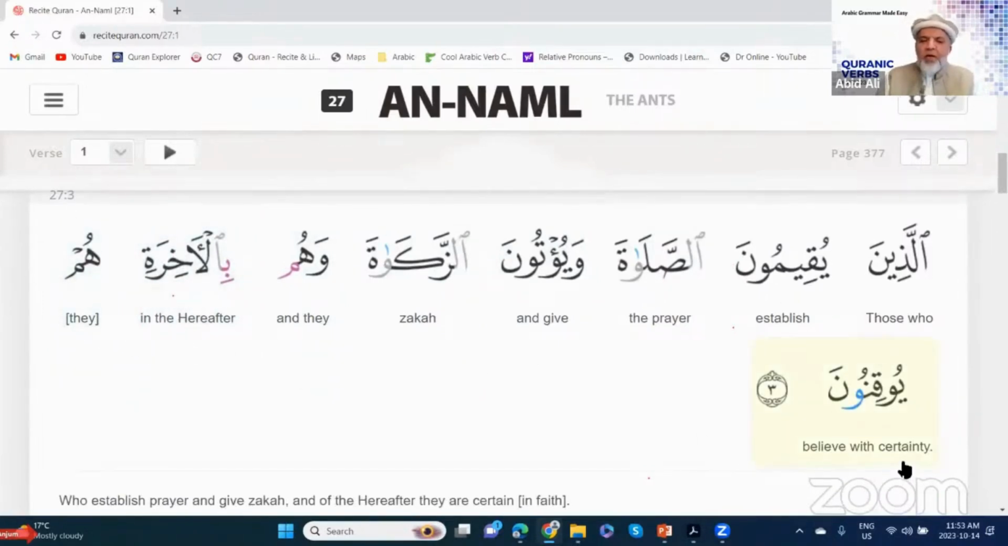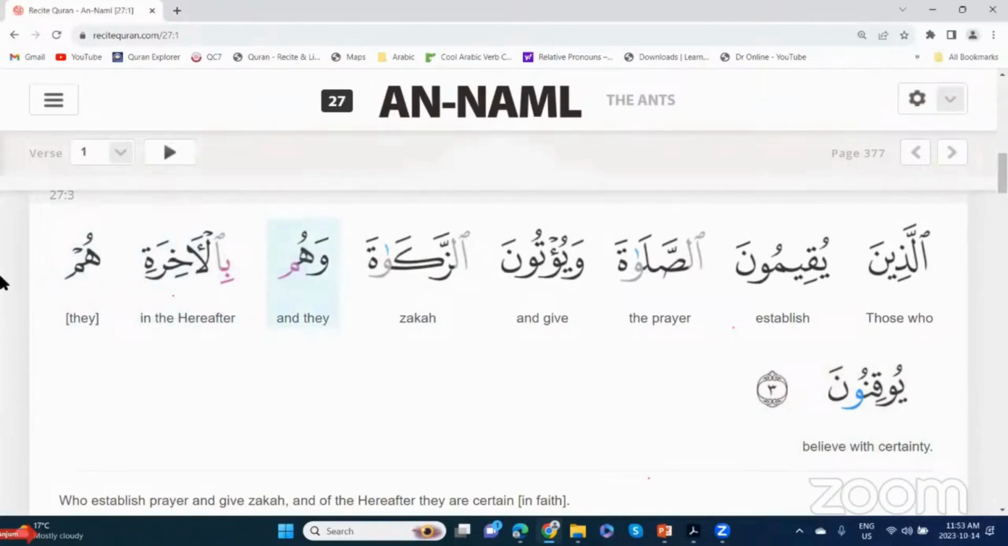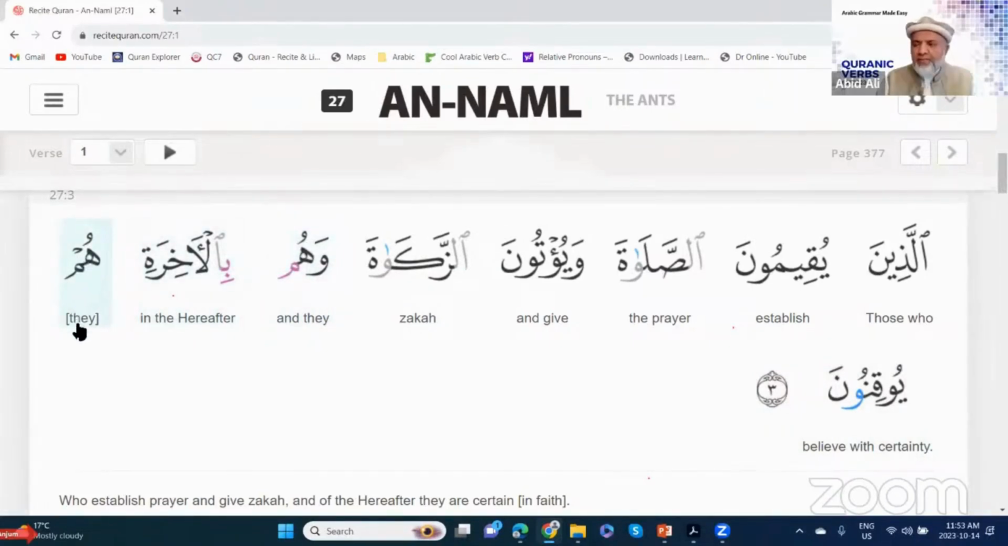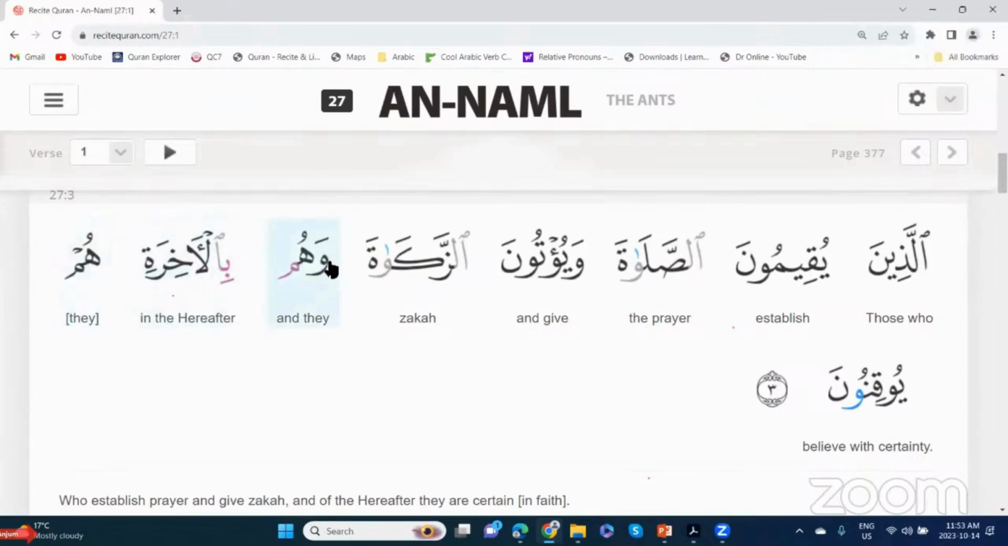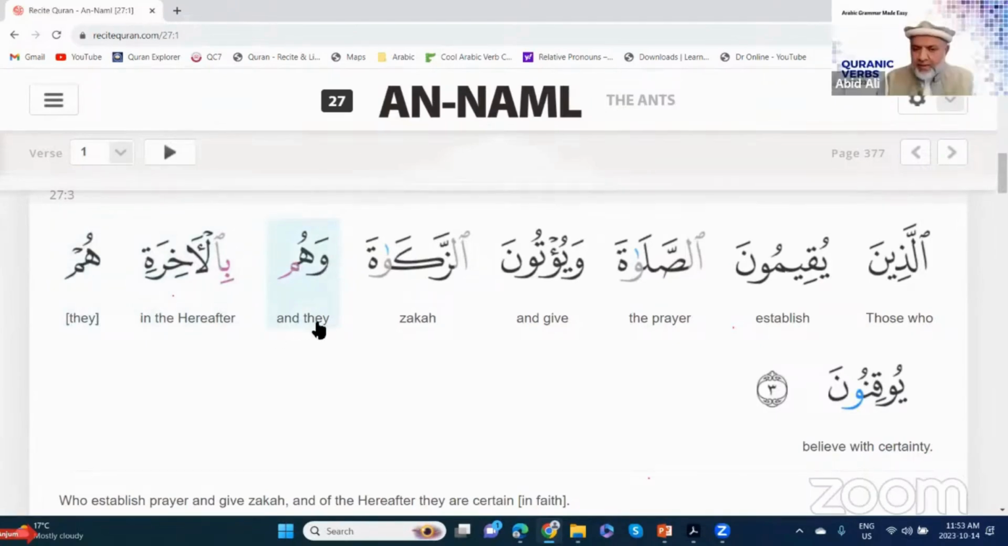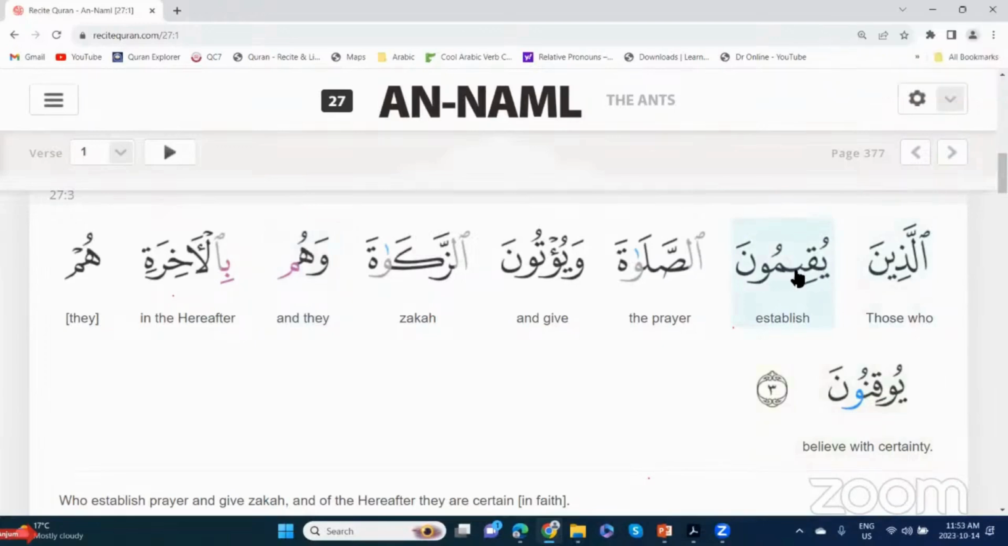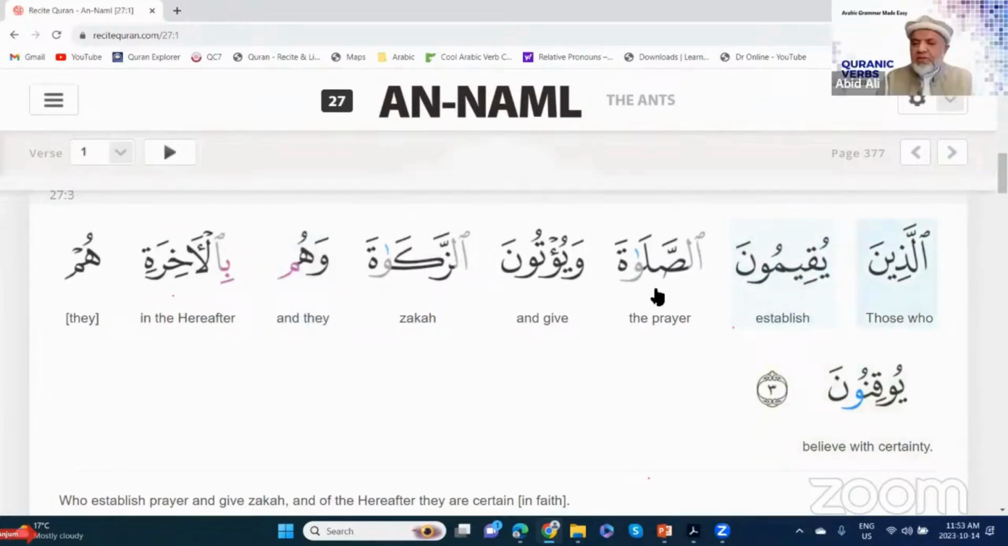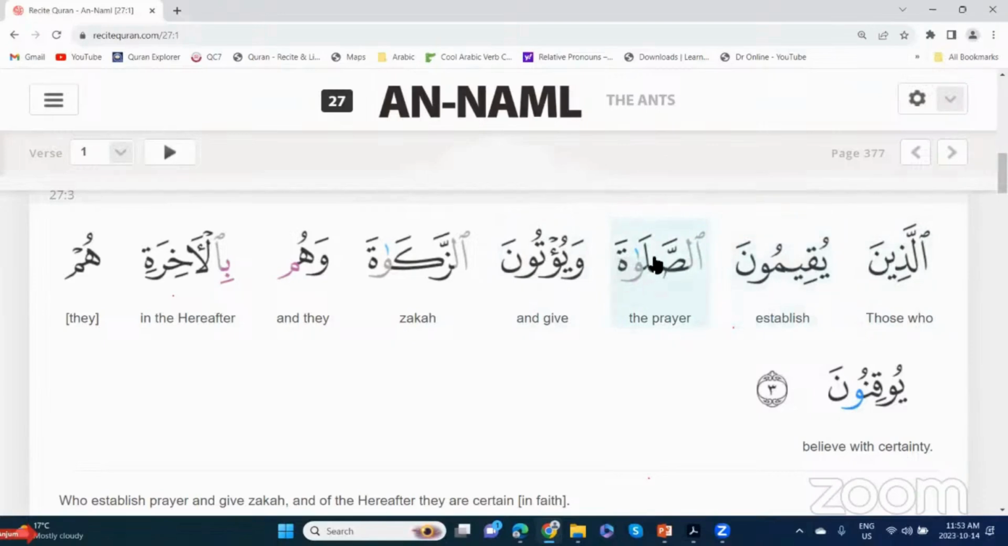Now, do we see this word hum here? Does it look like a detached pronoun? Yes. What is the meaning of hum? They. And the letter waw means and. So when you say wa hum, it means and they. Now, does yuqimuna sound like a verb? Yes. Establish. They establish. Is salata in the status of nasab? Yes. So is this the maf'ul? That's they establish the prayer?